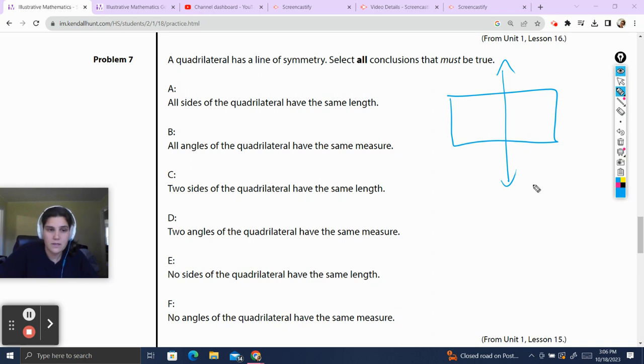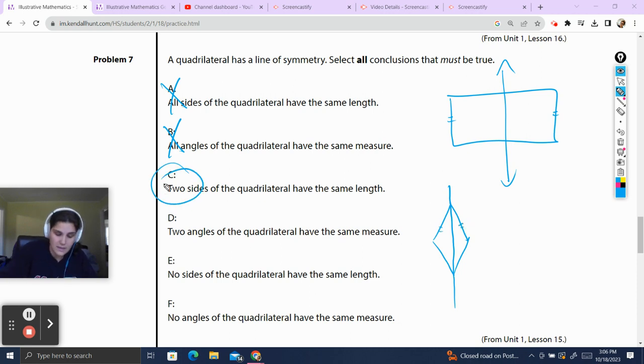All sides of the quadrilateral must have the same length. Nope. That's not true in this case. All angles of the quadrilateral might have the same measure. This is a quadrilateral. It has a line of symmetry. So nope, the angles are not all the same. 2 sides of the quadrilateral have to have the same length. Well, this side is going to have to map onto that side, and this side would have to map onto that side. So yes, 2 sides are going to have the same length.